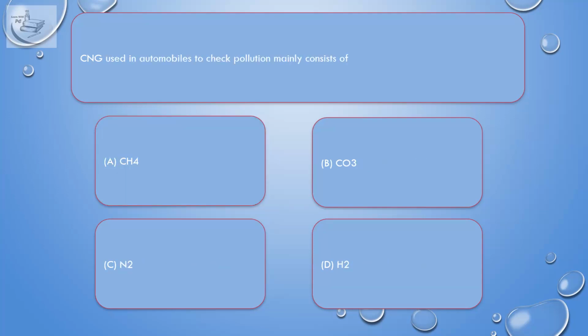Question: CNG used in automobiles to check pollution mainly consists of A. CH4, B. CO3, C. N2, D. H2. Correct answer is A. CH4.